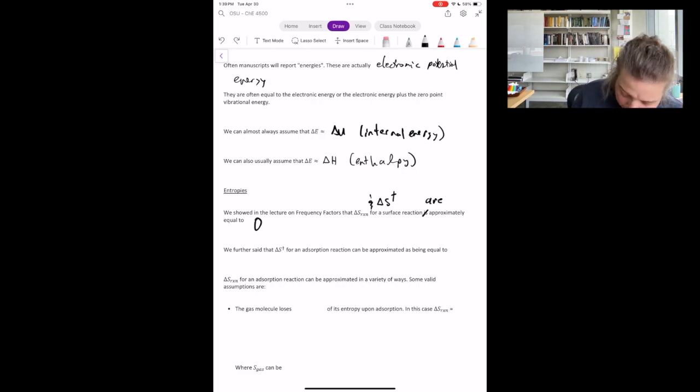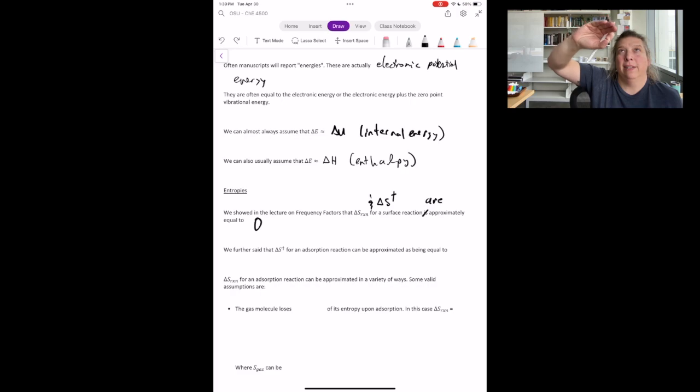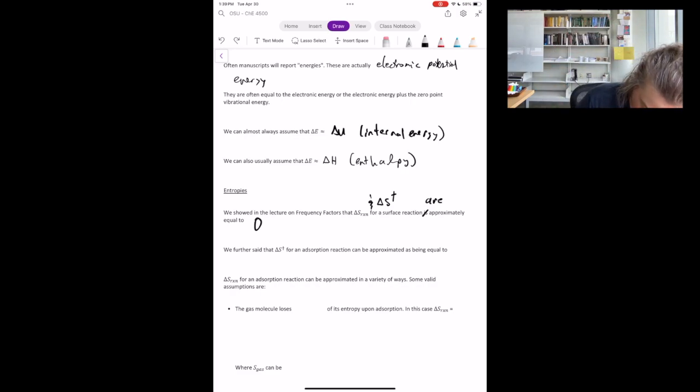We said that for an adsorption reaction, the change in entropy going from the gas phase to the surface phase can be approximated as being equal to the change in entropy of going from a 3D translator to a 2D translator. So we said that that would be S trans 2D minus S trans 3D. Trans stands for translational. That's for going to the transition state, so the reactants to the transition state.